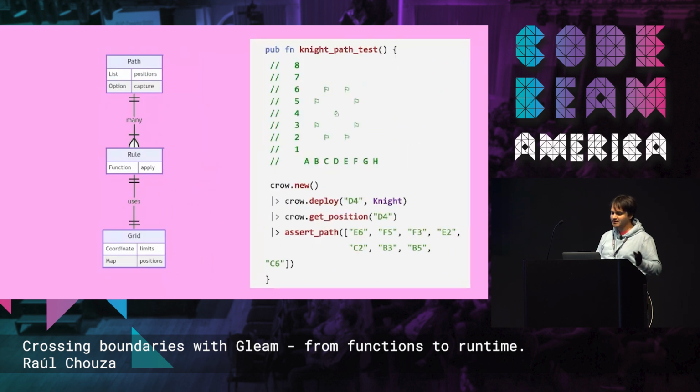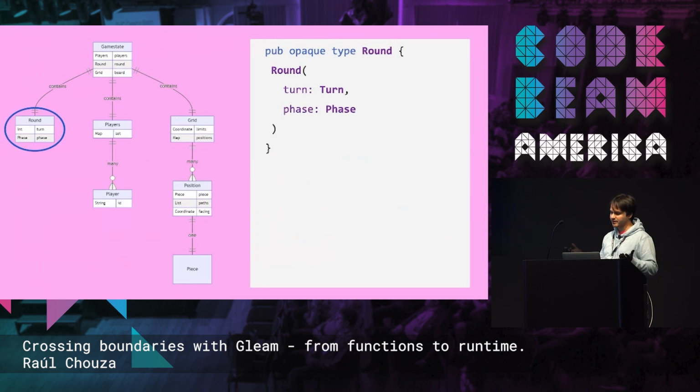We can appreciate the end result with a unit test, where we are setting up the board with a knight at position d4, retrieving the position d4, and then asserting that this piece has 8 valid positions to move in the board. In the end, the path entity lets us retrieve a simple list of coordinates.